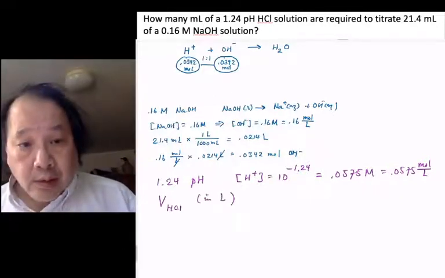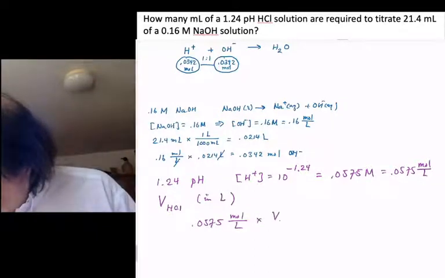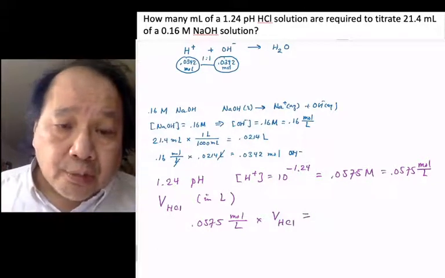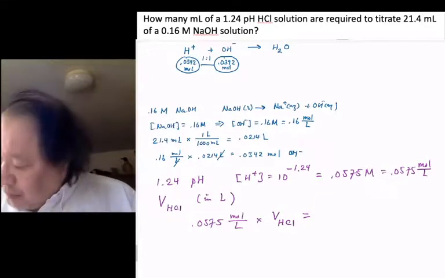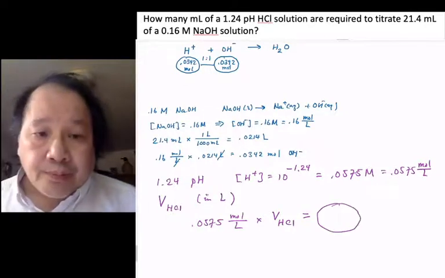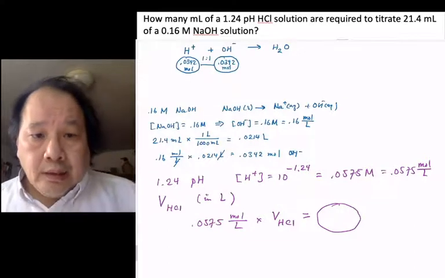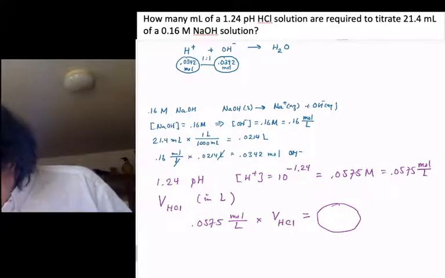So, how do we do that? Well, 0.0575 moles per liter times the unknown volume of the HCl solution. The volume of HCl is in liters. The multiplication of these two is moles. How many number of moles are they equal to? Put it in chat. What am I supposed to write right here? The number of moles right here. Put that into chat. Yes, by the titration, because we're actually talking about the equivalence point, it has to equal 0.0342 moles.